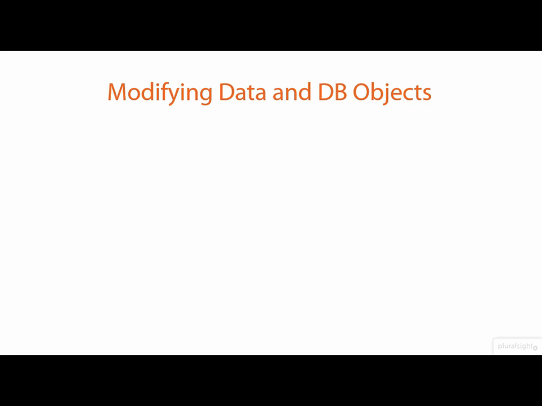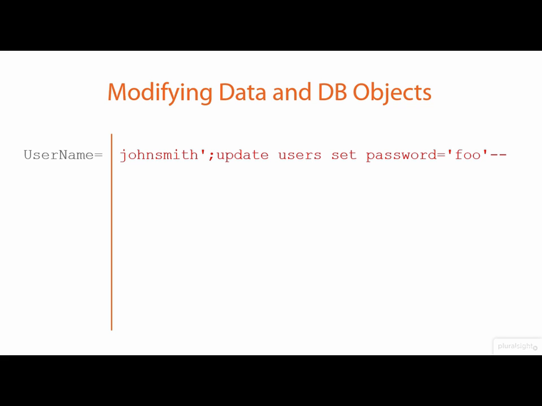There's a heap of stuff you can do once you have the ability to change the structure of the underlying query. So let's imagine the example from the previous slide, where we've got username, and we can put whatever we like in username. So what about one like this? Have a think about what is happening here. We're looking for a username of John Smith, and then we're closing the query. That semicolon, that's it, query ends. Everything after here is now a new query. And in this case, we've just changed everyone's password to foo.